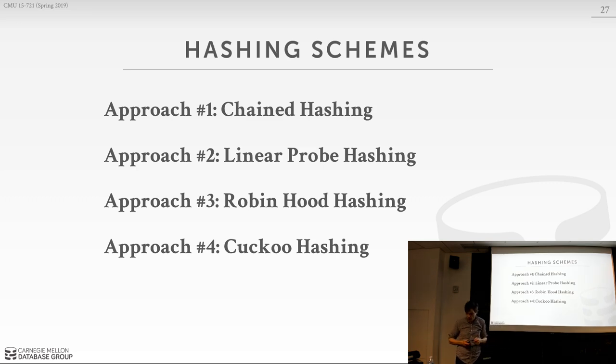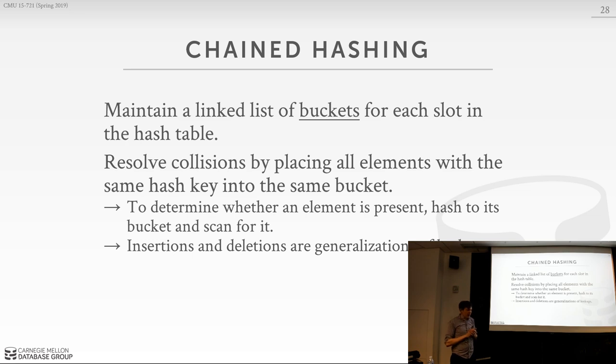So chain hashing is probably what everyone thinks about when they think about a hash table. This is what you get in Java and C++. It's basically a linked list of buckets. Inside that bucket, you have a slot in your hash table. So you hash to some starting point in a chain, and then you traverse that linked list until you either find the key that you're looking for, or you find a free slot to insert the key you're trying to put into it. So essentially, after you do the hash, you end up doing a sequential scan to find the slot that you want.